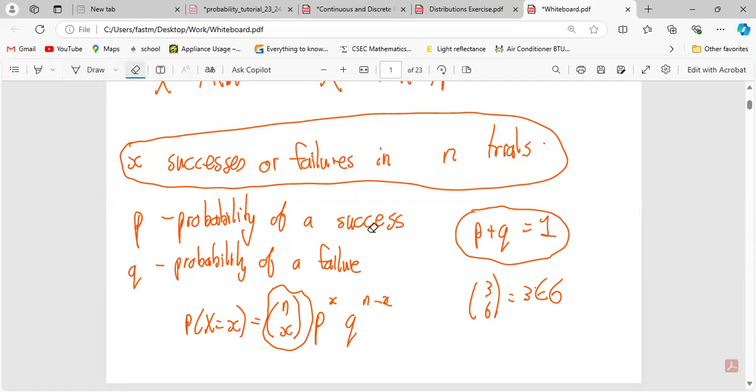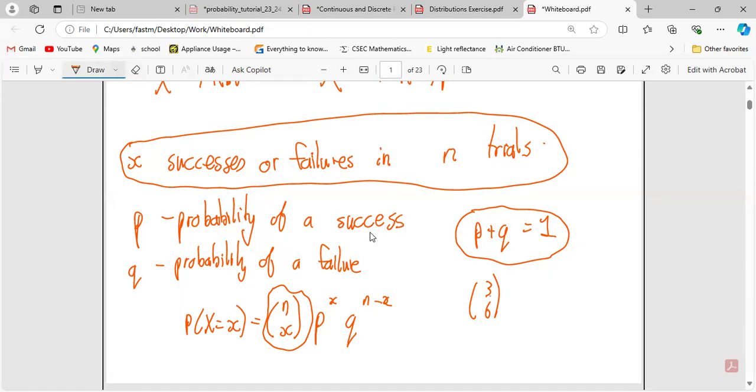Right, so there's the same idea. Obviously 3 and 6 is not really going to make any sense, because you can't have 3 trials and 6 successes. So you try the other way around, 6 and 3. Yeah, so 6 trials, 3 successes. That will give you 20.